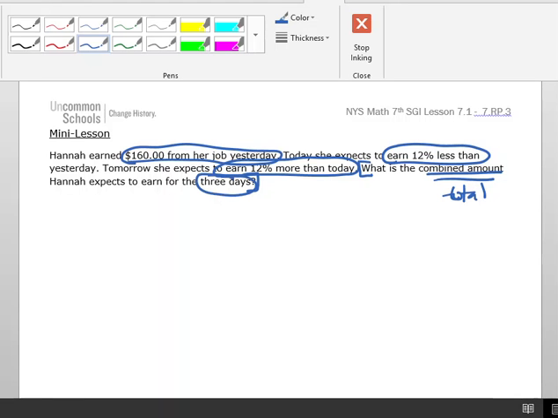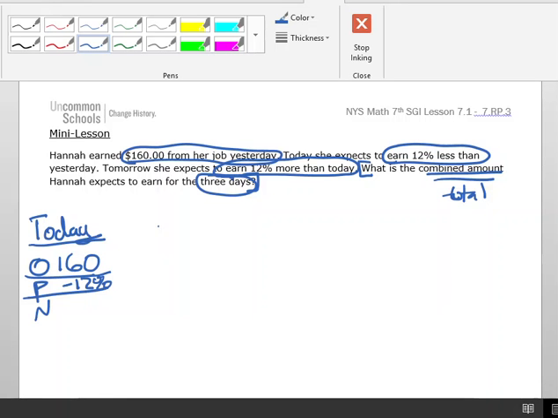Okay, so here again is where I need to take my original number and do a few things to it. So for yesterday, she earned 160. So for today, she is expecting to earn 12% less. So my OPN, zip, zip. My original is 160. She's earning 12% less. And that's going to give me my new.